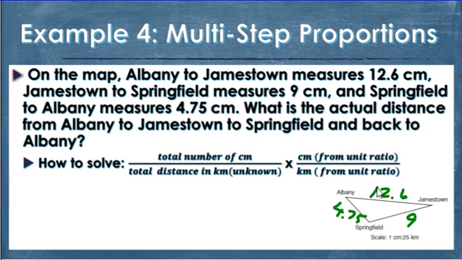So going all the way around, actual distance. So how are we going to solve it? The total number of centimeters. So let's find the total number of centimeters there are. So 12.6 plus 9 plus 4.75 gives us 26.35 centimeters. The total distance in kilometers.